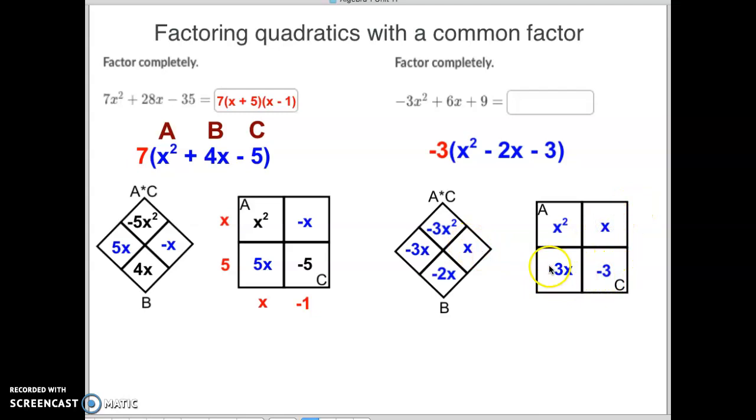Again, I like to take care of the negatives first, so these two have a negative 3 in common. These two have an x in common. These two have an x in common, and these two just simply have a 1 in common because nothing's in common other than the 1. I need this 3 to go into my answer. I need this x minus 3 in my answer, and I need that x plus 1 in my answer, and it goes right there. Hopefully that makes sense.